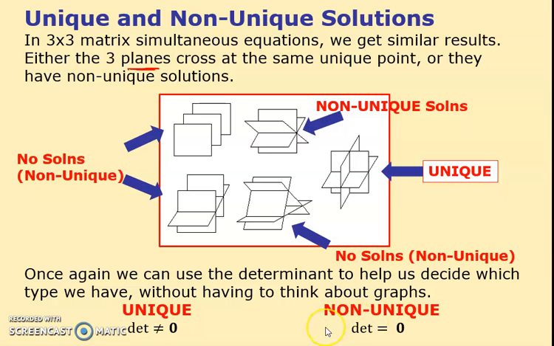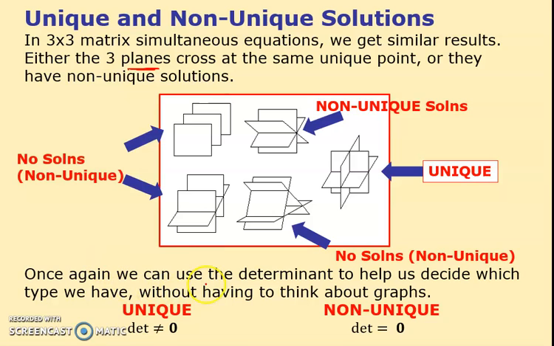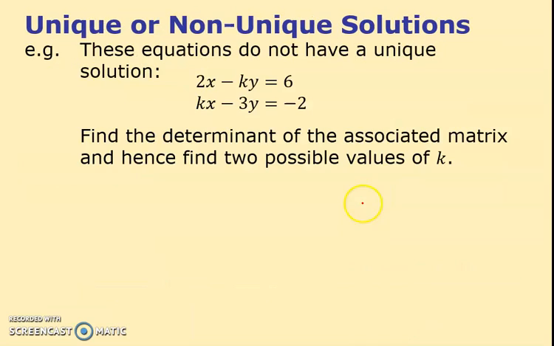Once again I'm saying the key here is the fact that when you do your matrix equation, we are looking for the determinant. If the determinant is 0, you'll get non-unique solutions. But if the determinant is not equal to 0, you will find a unique solution like that one. So I'm just going to quickly do this one.